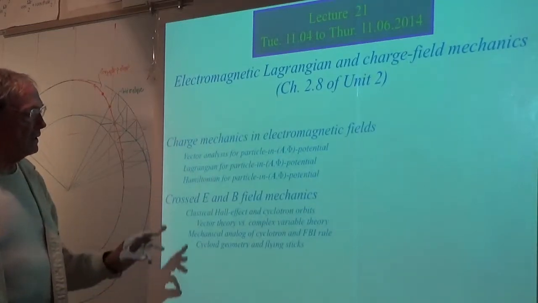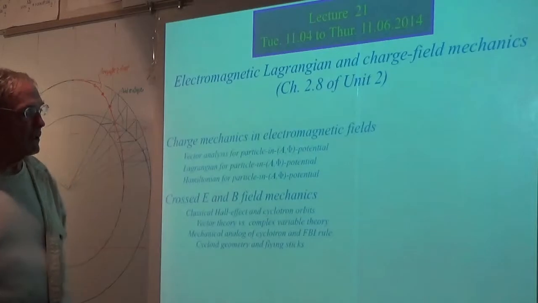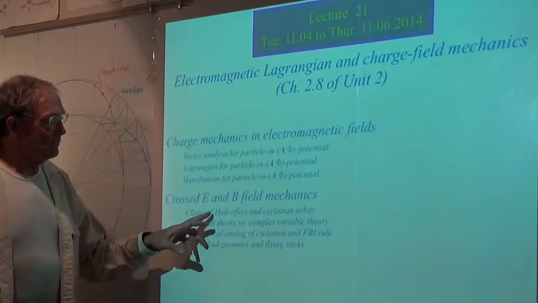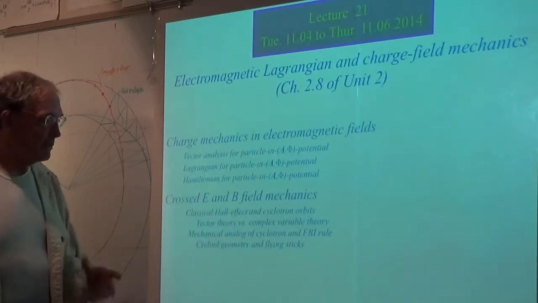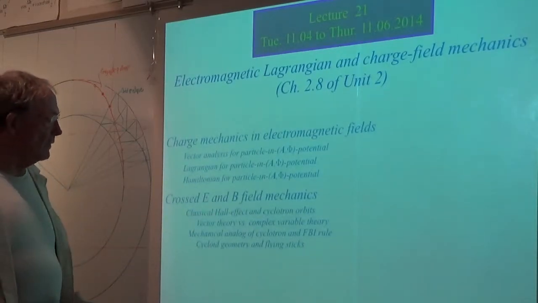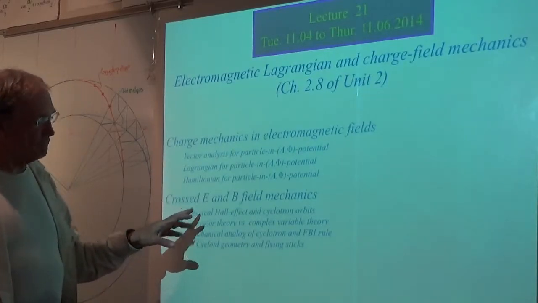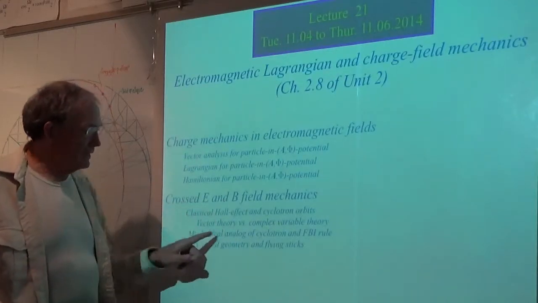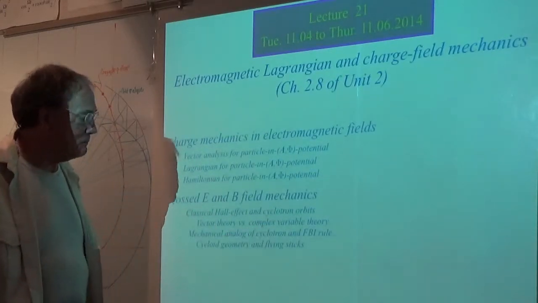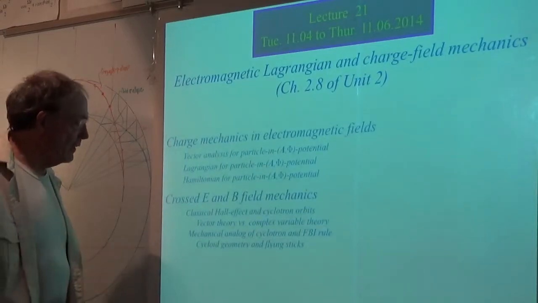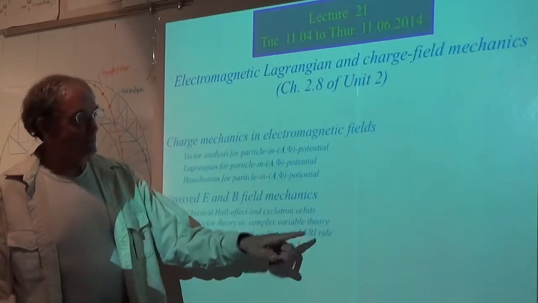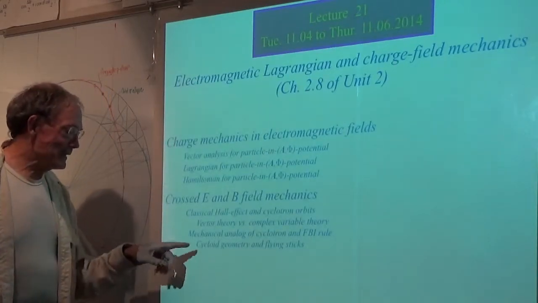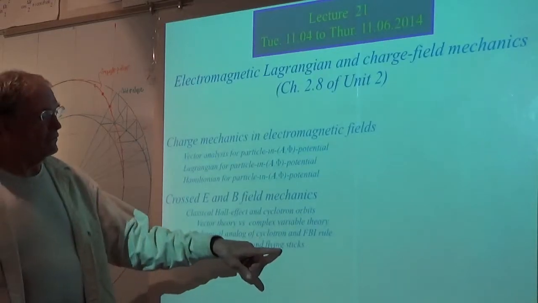And then we'll go look at the mechanics that comes inside a cyclotron or Hall effect, a very simple model of the Hall effect, and show some simulations of that, plus a mechanical analog for the cyclotron. And I'll introduce you to the FBI rule, which you should know if you're going to live in this country for very long, and also cycloid geometry if we have some time.